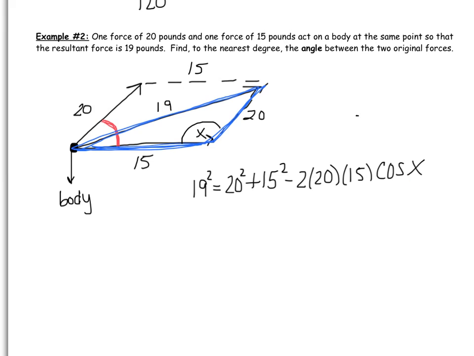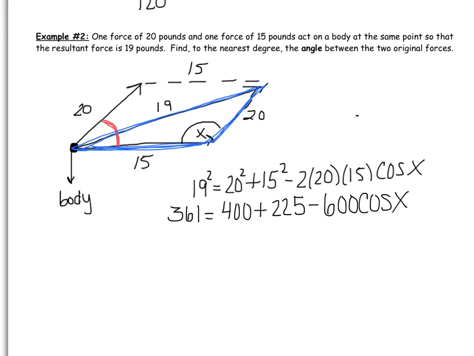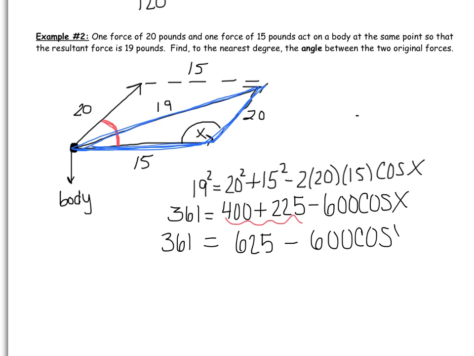So 19 squared gives us 361. 20 squared is 400. 15 squared is 225. And if you multiply 2 times 20 times 15, you get 600. Now we can add these two together, and you get 625 equals 361 minus 600 cos x, and we can subtract 625.